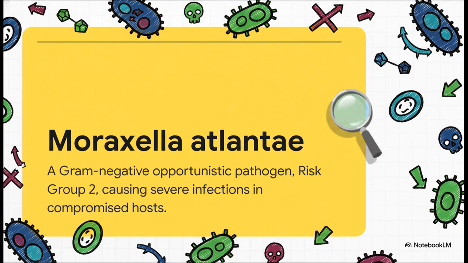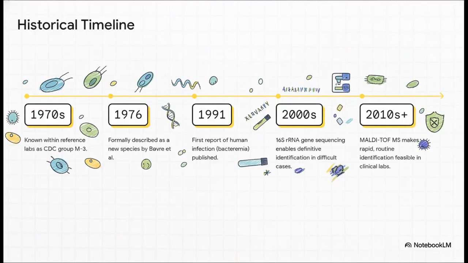So, while it's often been thought of as just a low-virulence bug, the evidence is becoming crystal clear. When you find Moraxella atlantae in a sterile site, we're talking blood, you name it, it is a critical, clinically significant finding, period. And its journey is really fascinating. It went from this obscure reference lab curiosity, literally just CDC group M3, to a pathogen we can actually diagnose. And that path perfectly mirrors the evolution of the clinical microlab itself.